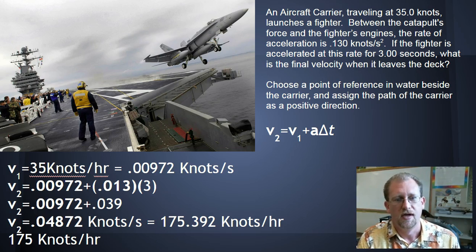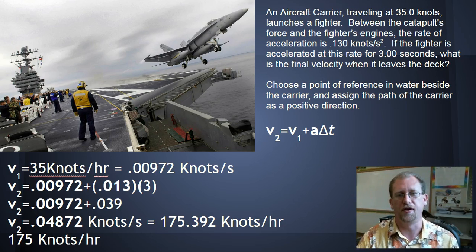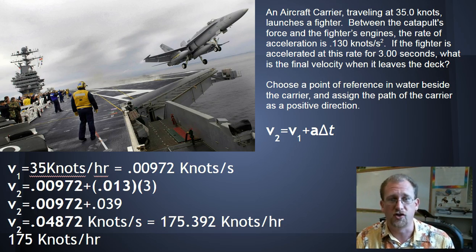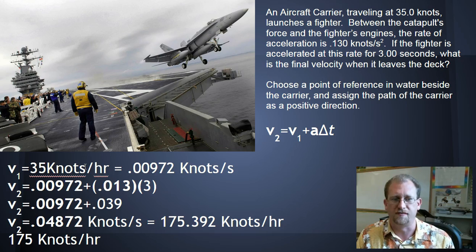So we need to make sure that we have our kinematics in place before we can do our dynamics. So let's choose a point of reference in the water outside the carrier. Otherwise, the carrier's 35 miles an hour don't count. Okay, so we're floating in the water watching this happen, and we're going to say positive direction is the direction that the carrier and the aircraft are moving, just so that our math is a little bit easier. Alrighty, now we have established that we're going 35 knots already because the carrier is going that fast, and we're going to move that into knots per second. So just a quick unit conversion from knots per hour to knots per second is 0.00972 knots per second.